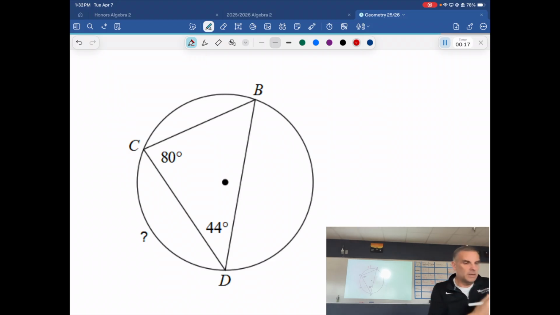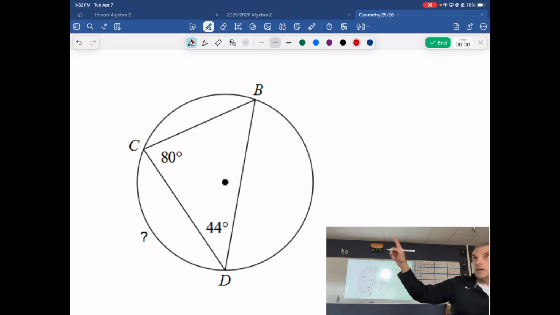And then I did 80 times 2 to get BD, and that's 160. And then for the question mark, I did 360 minus 160 minus 88. That's what we had to find, right? So that's 112 degrees. That's what you got too, right? Okay, so that's one way to do it.